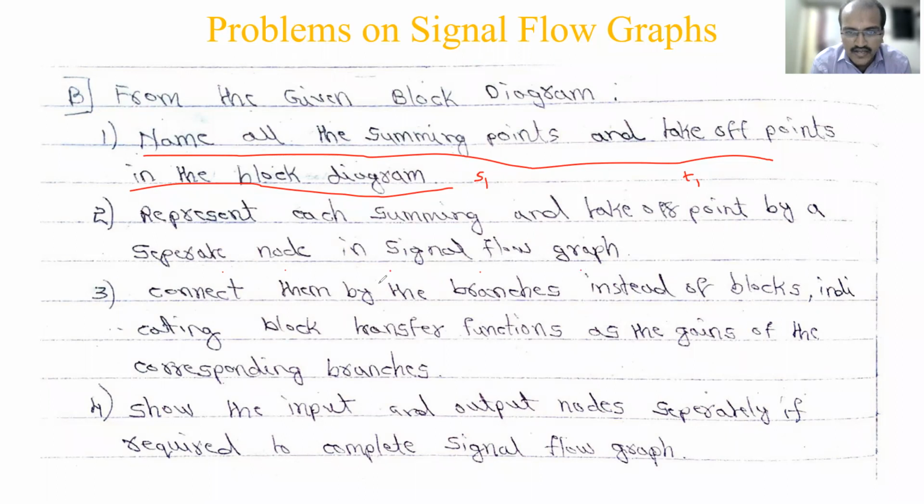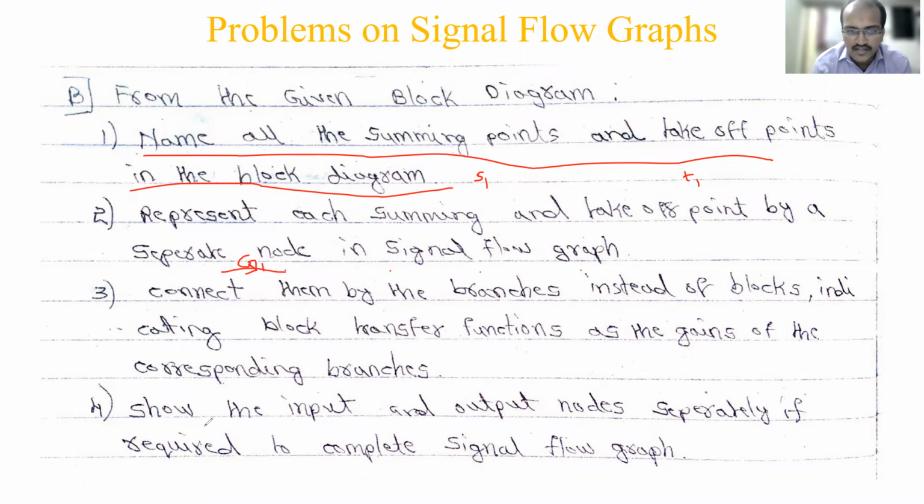Then the third step: connect them by branches instead of blocks, indicating the block transfer functions as the gains of the corresponding branches. So from S1 to the next S2, just connect this with an arrow. Whatever block was there in the block diagram, you write it as an arrow with the branch gain, maybe G1, G2, whatever you had. If you have a parallel path or feedback path, you also have to consider that. This is your third step.